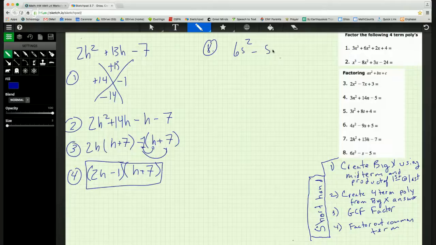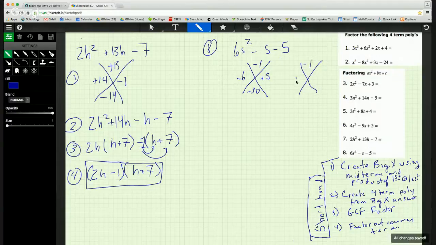And then the final one is number 8, is 6x squared. Oh, this is a weird one. Minus s, just minus 5. So let's do our big X. We have to add to negative 1, but multiply to negative 30. So I need a positive and a negative that are 1 apart. So let's see. So that would be a negative 6. Let's just show you. So I could do a negative 6 and a positive 5, but I'm going to show you how we get the same answer, even if we do it the other way.